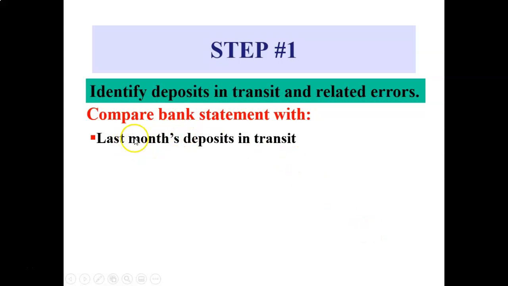Now they're starting out with last month's deposits in transit. So these are deposits from last month's bank rec that we had put in as deposits in transit, that had not yet cleared the bank at the end of last month. So we want to start with that and make sure that they did clear on this month's bank statement at the beginning of this month. If they didn't, there's a serious problem. We need to investigate it.